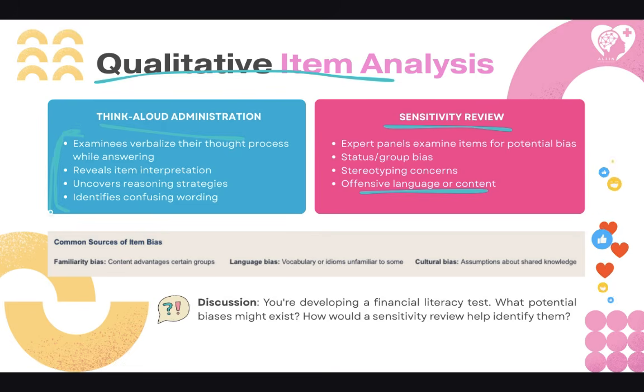And if they got it wrong, what's their thought process? Why did they choose the wrong item? So, when they answer, they think aloud. So, that is the qualitative item analysis.